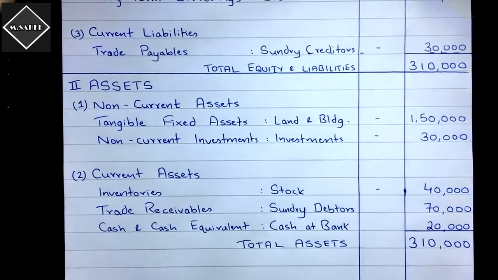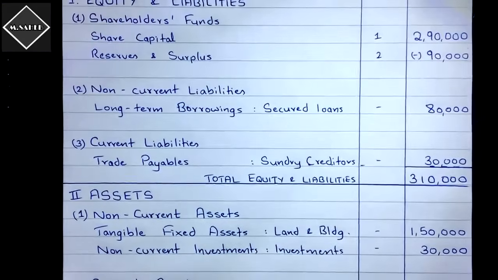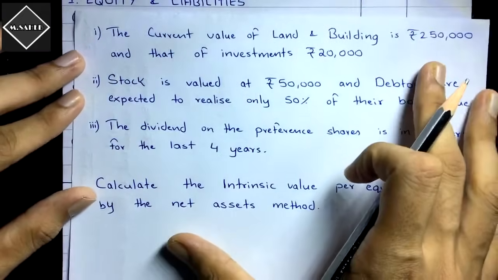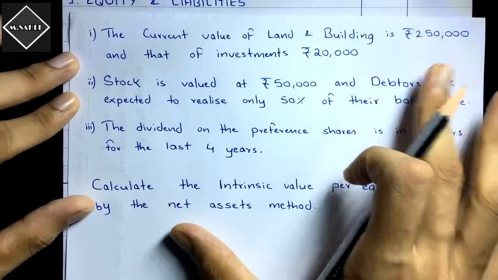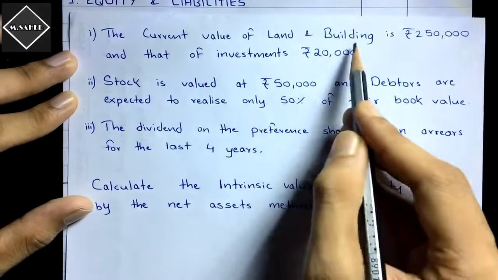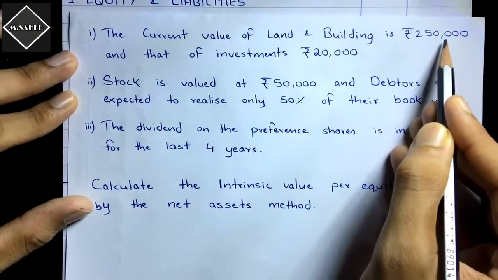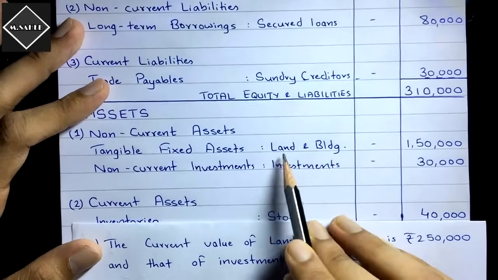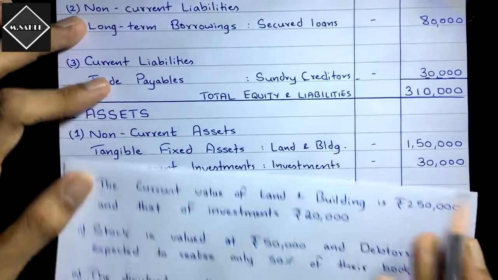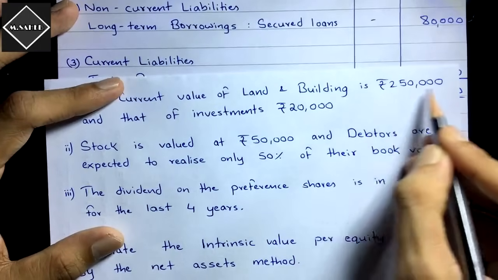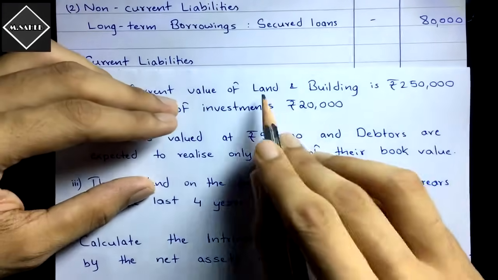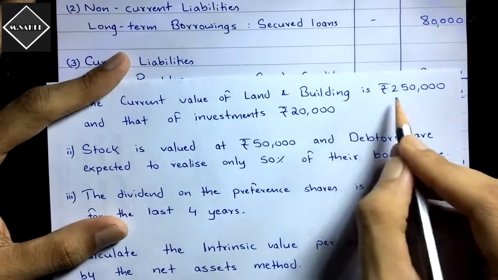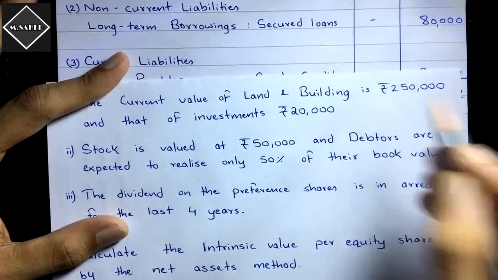Fine. So this is the vertical balance sheet, and then you have to look for any adjustments in the question. Yes, there is some additional information and adjustment in the question. You see here, the current value of land and building is 2,50,000. So you have to look in the balance sheet: what is the value of land and building? In the balance sheet they have given land and building as 1,50,000, but in the additional information they are saying 2,50,000. That means the value of land and building has been appreciated. It has been increased. And this value will be considered in the valuation of shares.